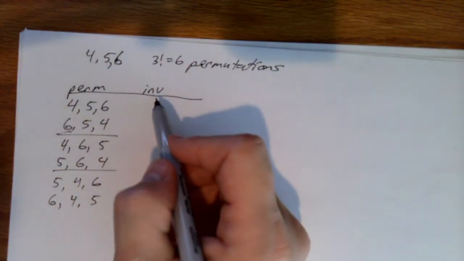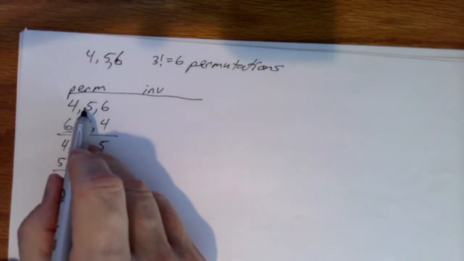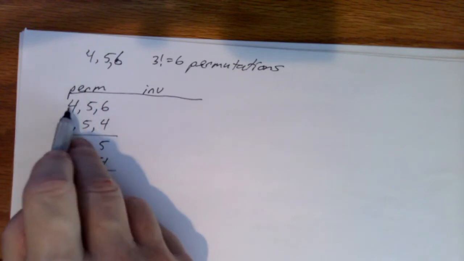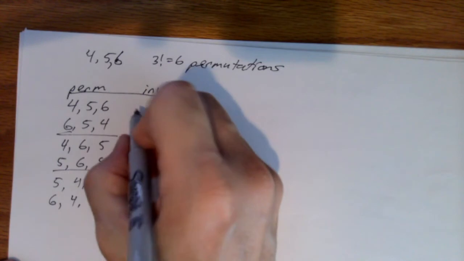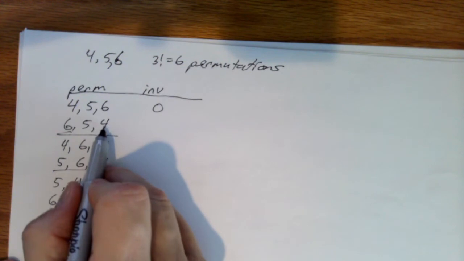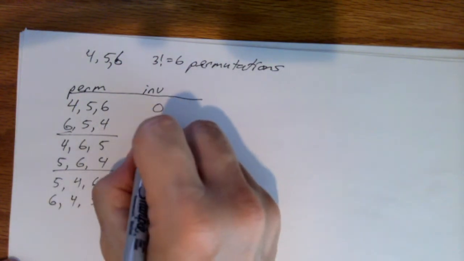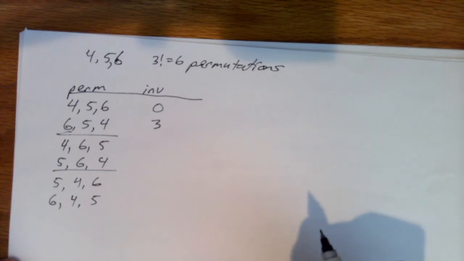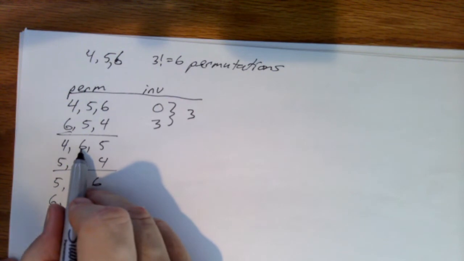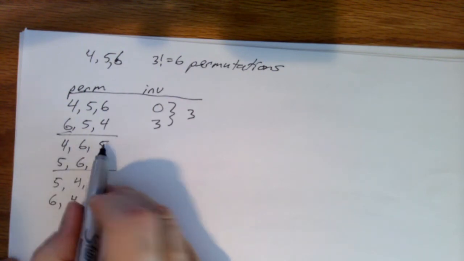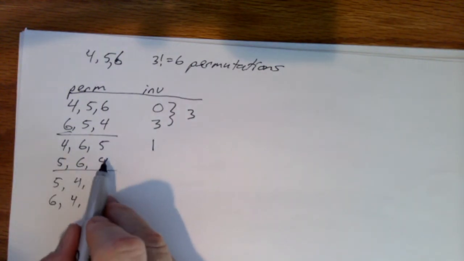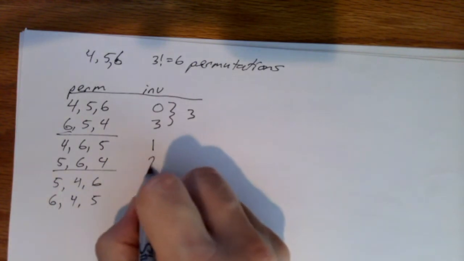So now we want to count the number of inversions. 4 and 5 are in the correct order, 4 and 6 are in the correct order, and 5 and 6 are in the correct order, so there's 0 inversions. 6 and 5 are in the wrong order, 6 and 4 are in the wrong order, 5 and 4 are in the wrong order. So here we have 3 inversions. And so together, that's 3. 4 and 6 are in the correct order, 4 and 5 are in the correct order, but 6 and 5 are in the wrong order, so we have 1 inversion. 5 and 6 are in the correct order, 5 and 4 are in the wrong order, 6 and 4 are in the wrong order, so there's 2 inversions.